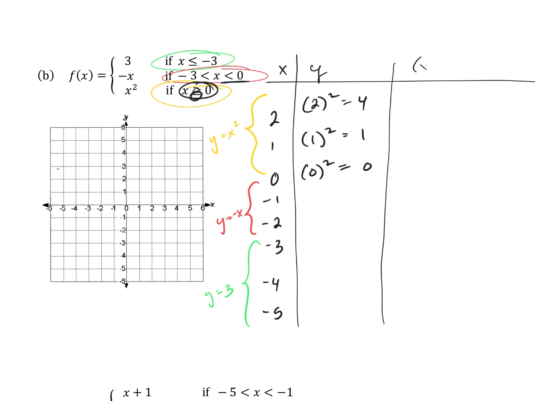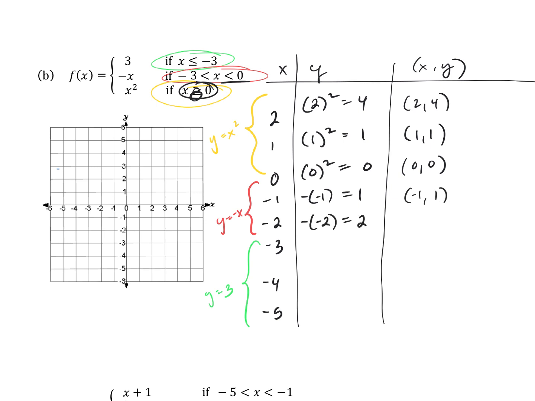Let me go ahead and do my x, y's. Again, you wouldn't have to do this, but I like to go ahead and do some visuals here. 2, 4, 1, 1, 0, 0. Okay, so for y equals negative x, we're looking at negative 1, 1. Opposite of negative 2 is 2. So that's going to be the points negative 1, 1, negative 2, 2. And now, moving on to the next ones, we're looking at the constant function. No matter what points I pick in here, my constant function's always going to equal 3, right? It's the constant function, so it's never going to change.